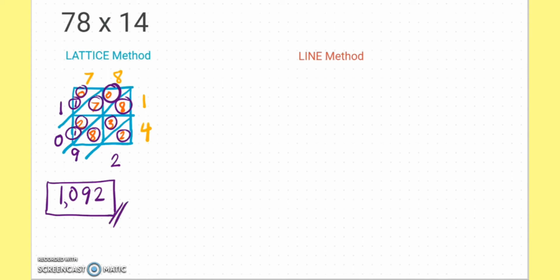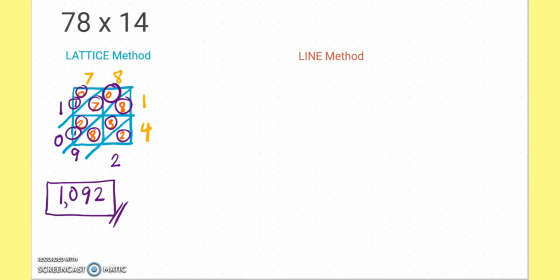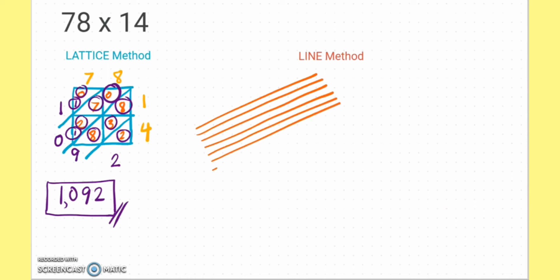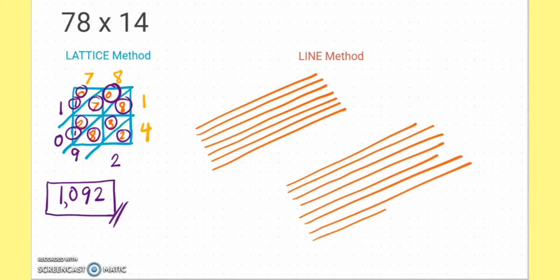Now for the line method, we have 78 as our multiplicand. Whoa, these are a lot of lines. So we have 7 lines and 8 lines starting from the top. Let's have the 7 lines first. How do we draw them? We have 1, 2, 3, 4, 5, 6, 7. And then we have 8 lines. So we have 1, 2, 3, 4, 5, 6, 7, 8.